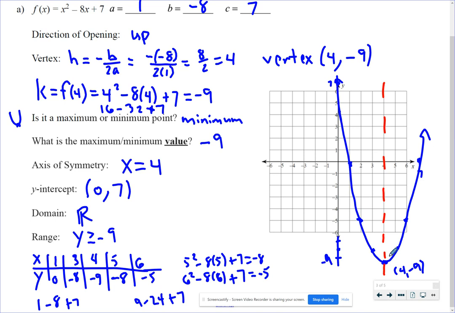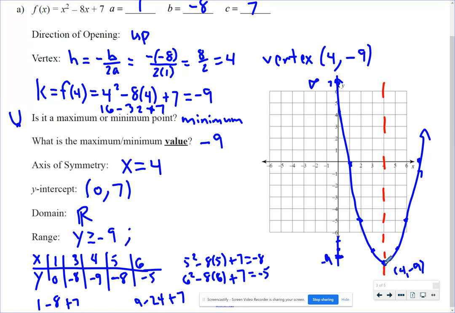But for the range, we go from the bottom to the top. Now, its smallest y value is negative 9, and it's going to go up from there. Okay? So negative 9 and up. Smallest y value is negative 9, but we go up forever. So from negative 9 to infinity.